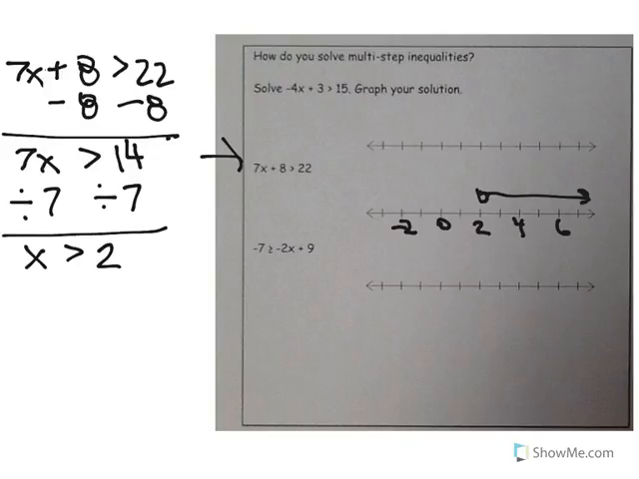And then what I want to do is plug in a number here. Again, I could plug in 0 if I wanted to, or I could plug in 4. If I take 4 and plug it in there, 4 times 7 is 28. 28 plus 8 is 36. 36 is greater than 22, so I know I'm pointing in the right way.